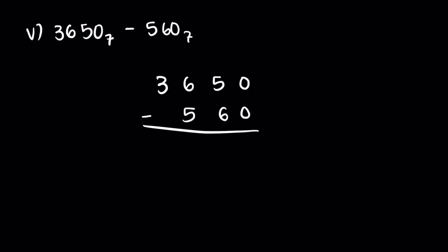Okay, now 0 minus 0 is 0. 5 minus 6 means we have to borrow from the next place over and take from the 6, leaving 5. Now we bring over 7 since we're in base 7. And 7 plus 5 is equal to 12, which is our new number. 12 minus 6 is 6. 5 minus 5 is 0. And 3 minus nothing is 3, of course. So the answer is 3060 base 7.